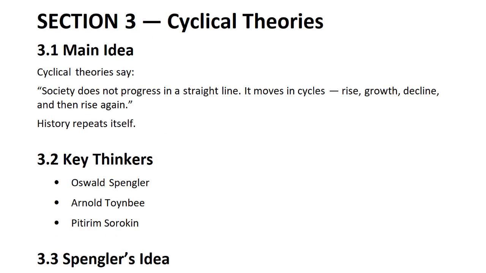Let us go into cyclical theories. The main idea behind cyclical theory is that society does not progress in a straight line. It moves in cycles: rise, growth, decline, and then rise again. History repeats itself. Key thinkers of cyclical theories were Oswald Spengler, Arnold Toynbee, and Pitirim Sorokin.